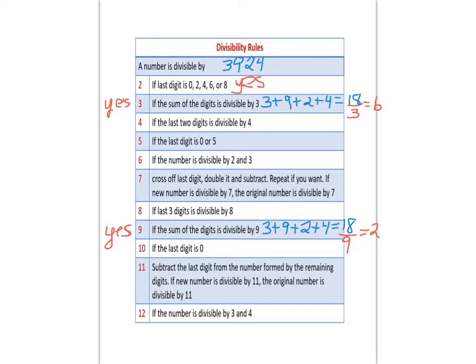Then we're going to move on to the 4's rule. A number is divisible by 4 if the last 2 digits are divisible by 4. Since 24 is divisible by 4, so is 3,924. So my answer for this one would also be yes.